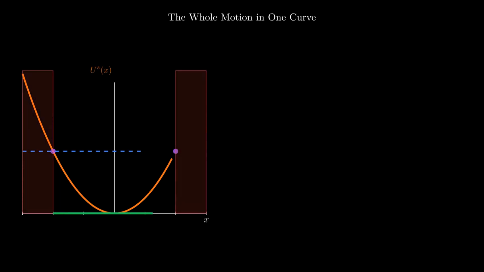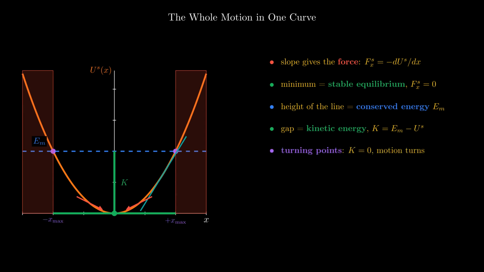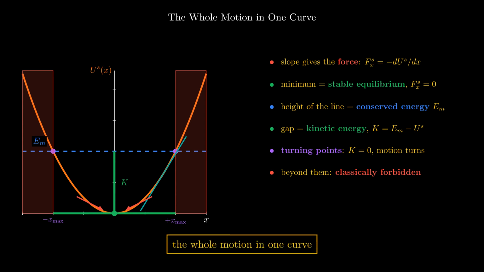Step back and read the finished diagram. One curve, one horizontal line, and the entire motion decoded. The slope of the curve gives the force with a minus sign. The minimum is the stable equilibrium where the force vanishes and the restoring forces guard both sides. The height of the line is the conserved energy. The gap between line and curve is the kinetic energy, largest at the bottom, 0 at the turning points that bound the motion. Beyond them, nothing, classically. Before solving a single equation of motion, the energy diagram has already told you the whole story.